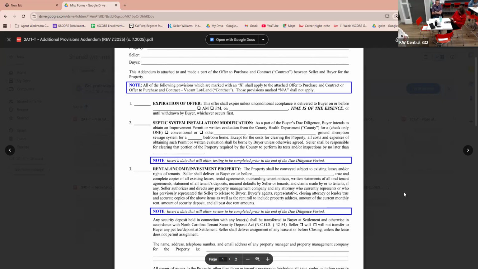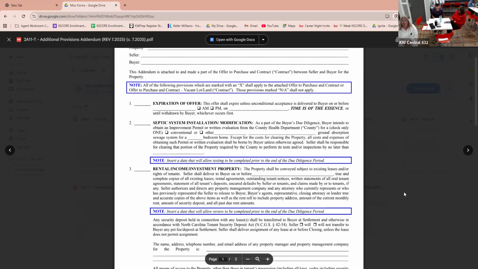Number 2 is septic system installation. This form can be used with the vacant land offer to purchase and also the standard offer to purchase. This would be if it is conditional upon being able to install a septic system, and the type of septic system and for the number of bedrooms. So if they're buying this piece of land and they need a 4-bedroom perk, this makes it conditional upon it perking for 4 bedrooms.